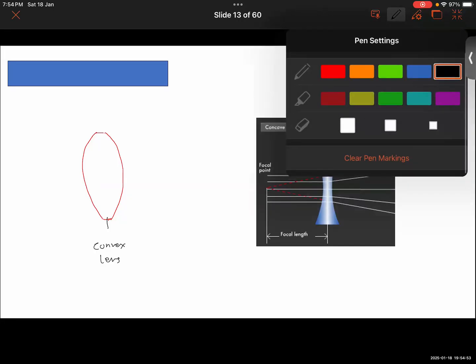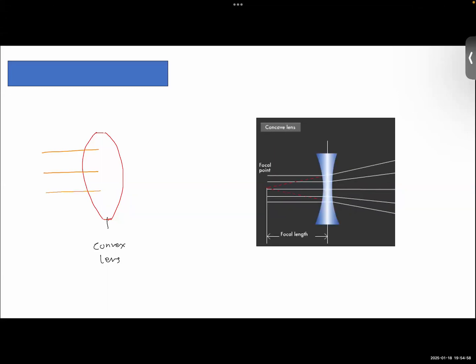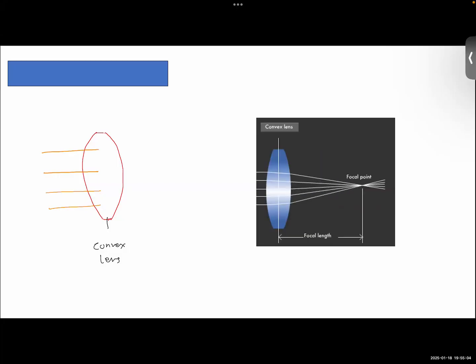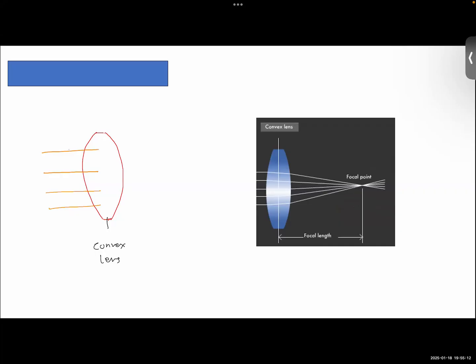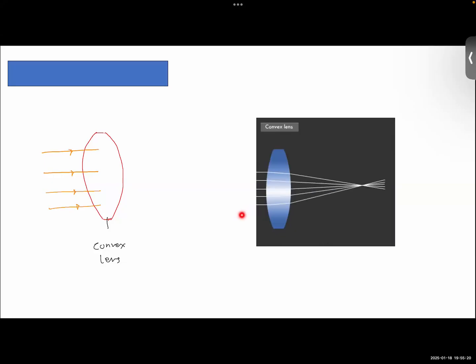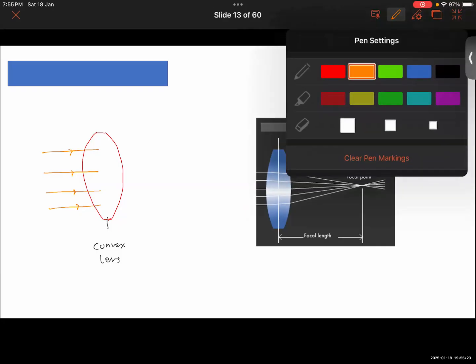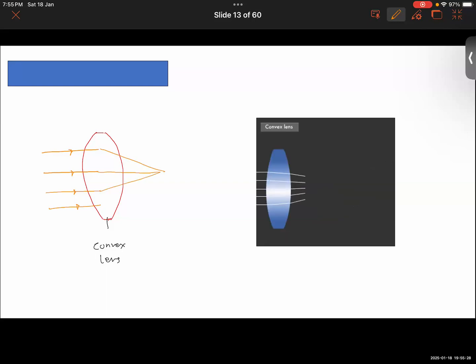Notice what is happening to the rays of light that pass through it. Keep in mind that the rays of light are able to pass through a lens, because a lens is a transparent object. So what is happening to these rays of light when they pass through the convex lens? Are they coming to meet at a point, or are they diverging in different directions? Yes, exactly, they meet at a point.